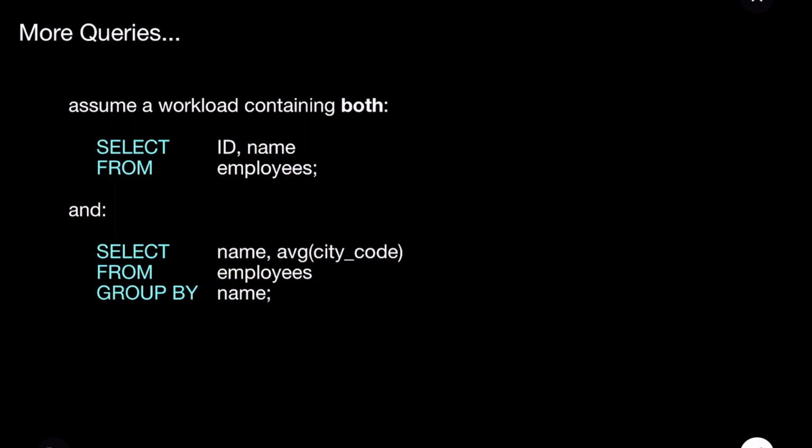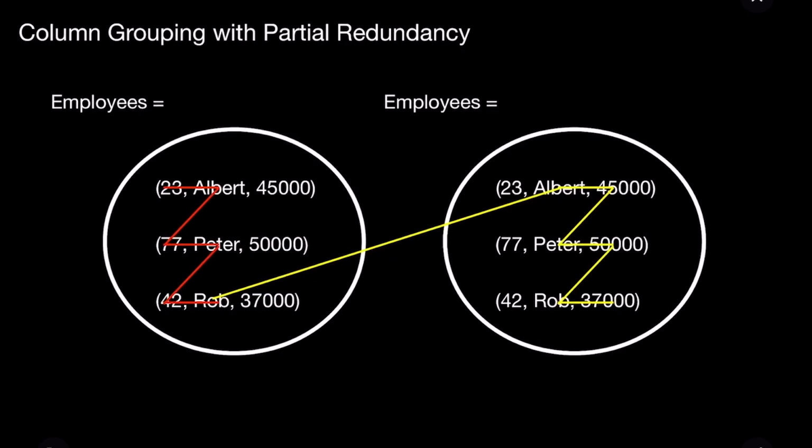We have two partitions with name in both. Yes, that's one way of doing that, but what does it imply? Name on both sides, so name is replicated, as before. In the fractured mirrors, it's partially fractured mirrors, you could call it.